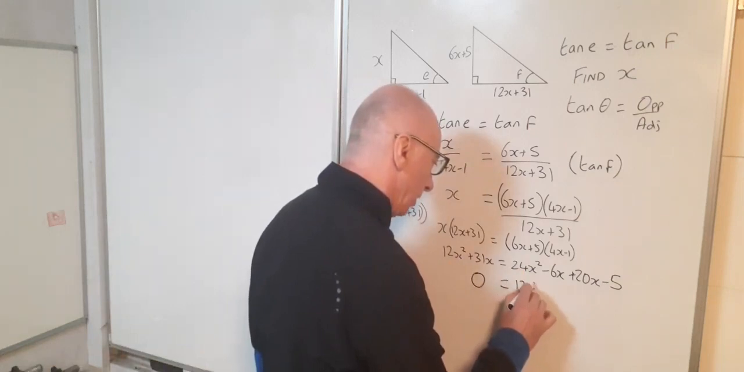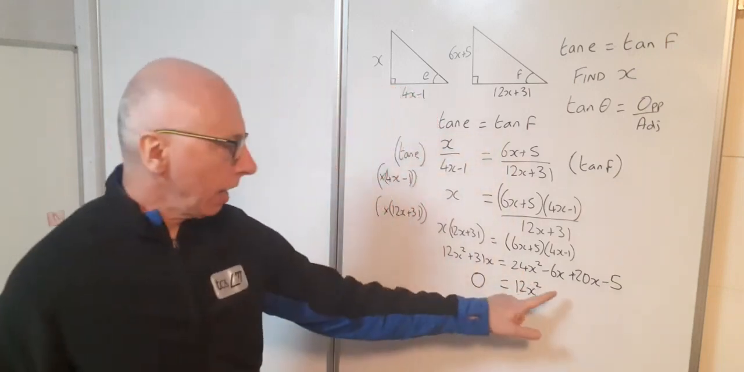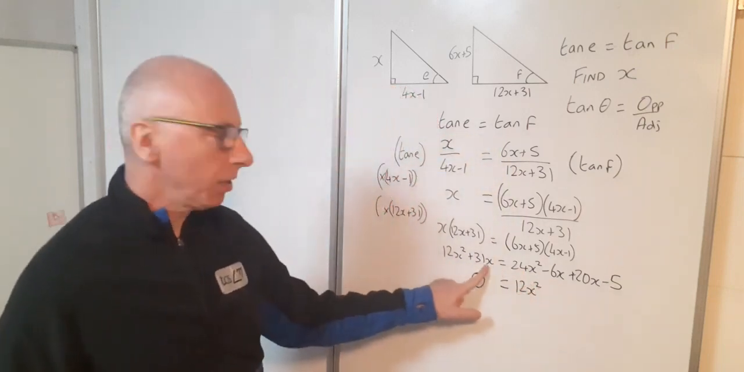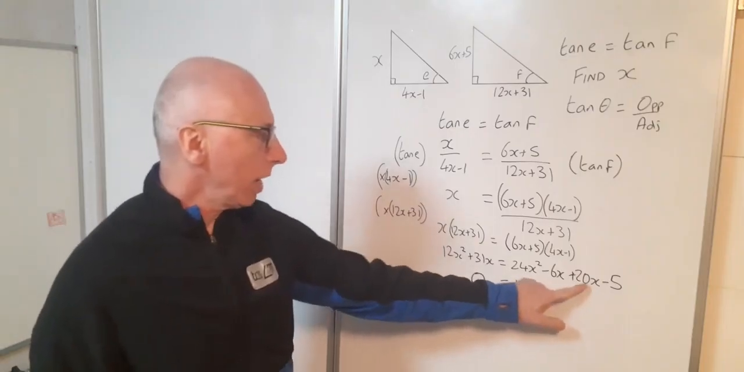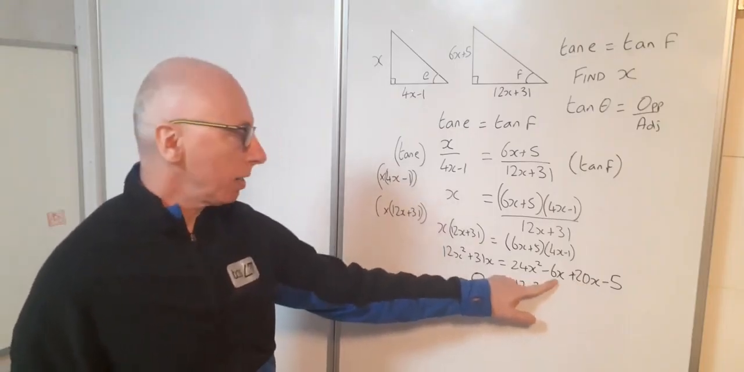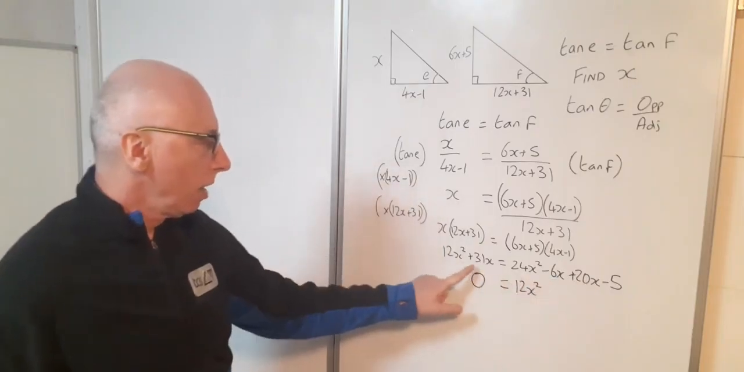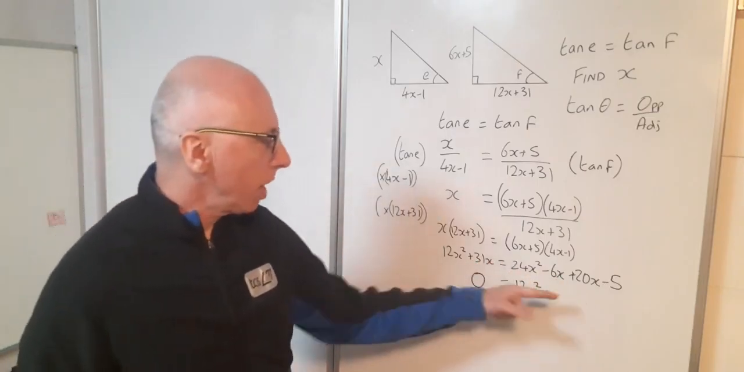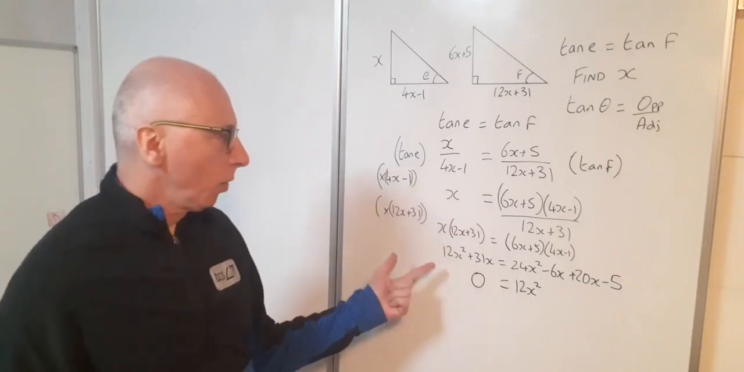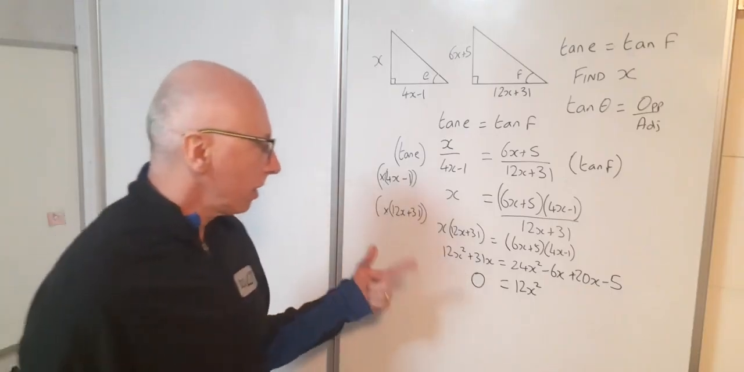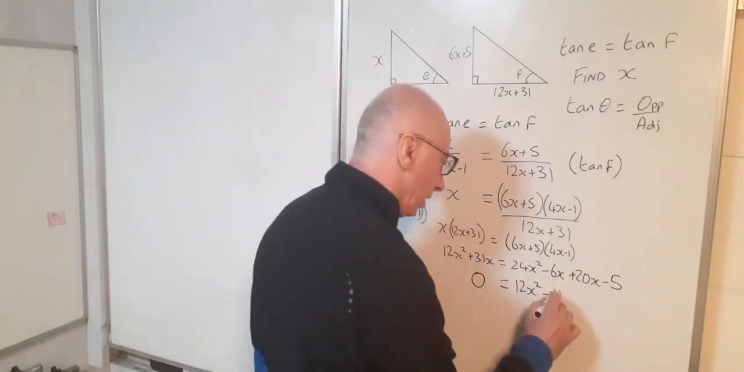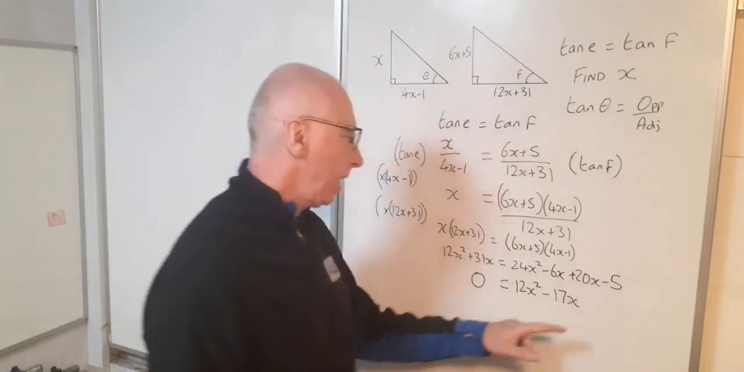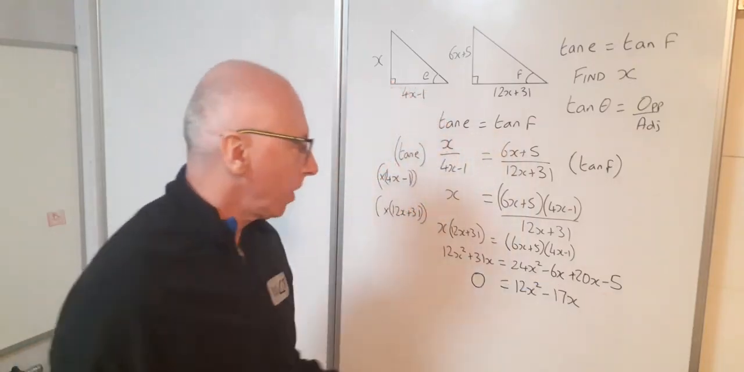So that'll be that. Let's take care of business here first before we bring the 31x across. I've got 20x minus 6x, that's plus 14x. And then plus 31, bring that over the other side, I'll have minus 31. So 14x minus 31x is minus 17x. And then here, I'm just left with minus 5.